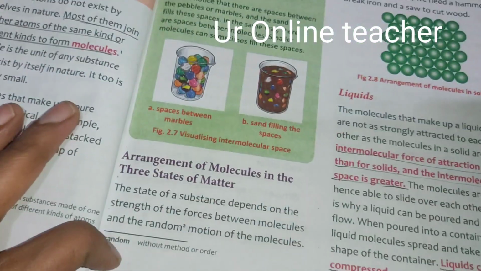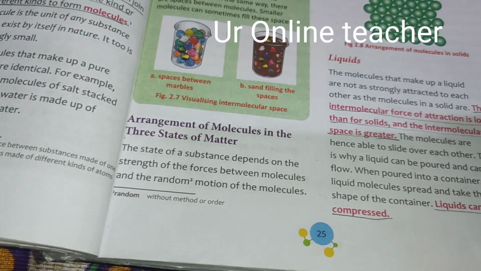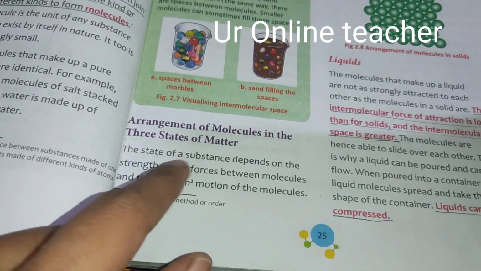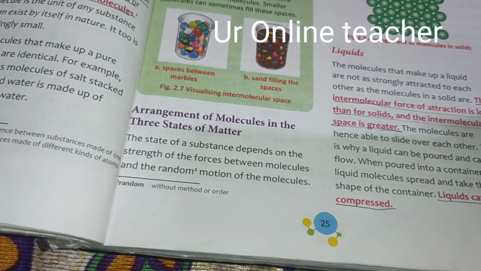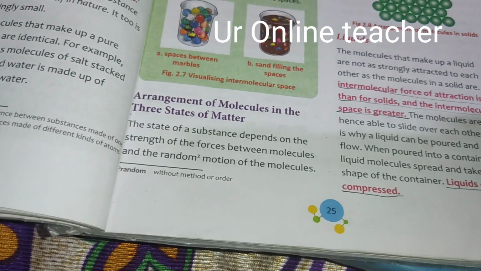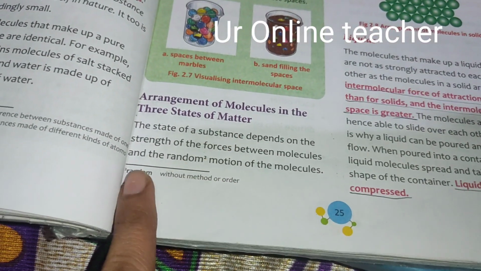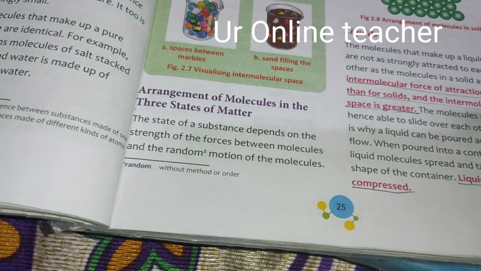Then how will the arrangement of molecules be in the three states of matter? The state of a substance depends upon the force between the molecules. I told you intermolecular force will be there, depending on the strength of the force and also the random motion of the molecules. Random means there will be no order, it will just be moving.